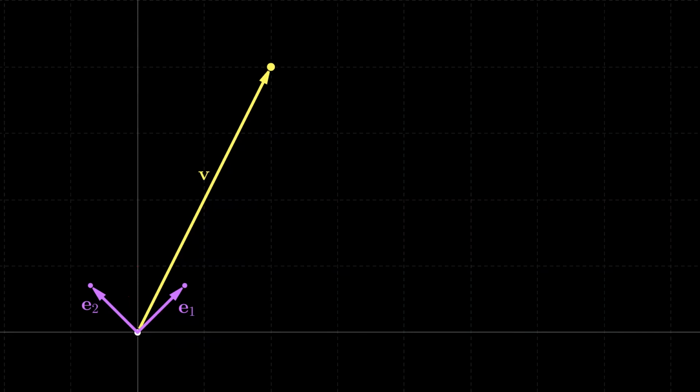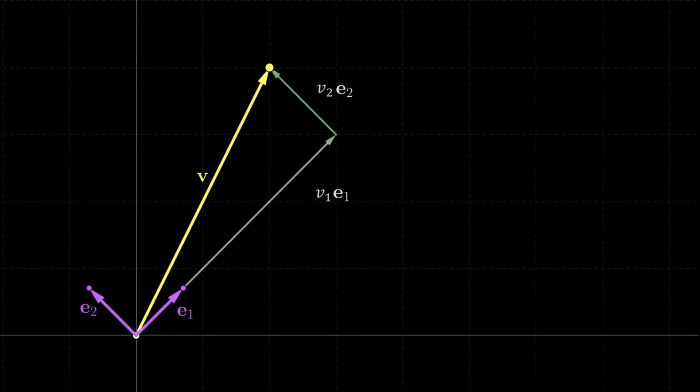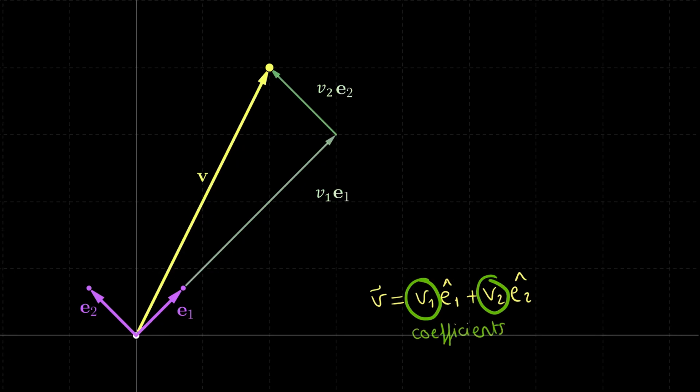Suppose we now want to find the components of vector v in the basis e1, e2. These are the coefficients of the basis vectors, which we may call v1 and v2. With these coefficients, we can write the vector in component form in the new basis. Thanks to the fact that the basis e1 and e2 is orthonormal, it is very easy to get the coefficients.